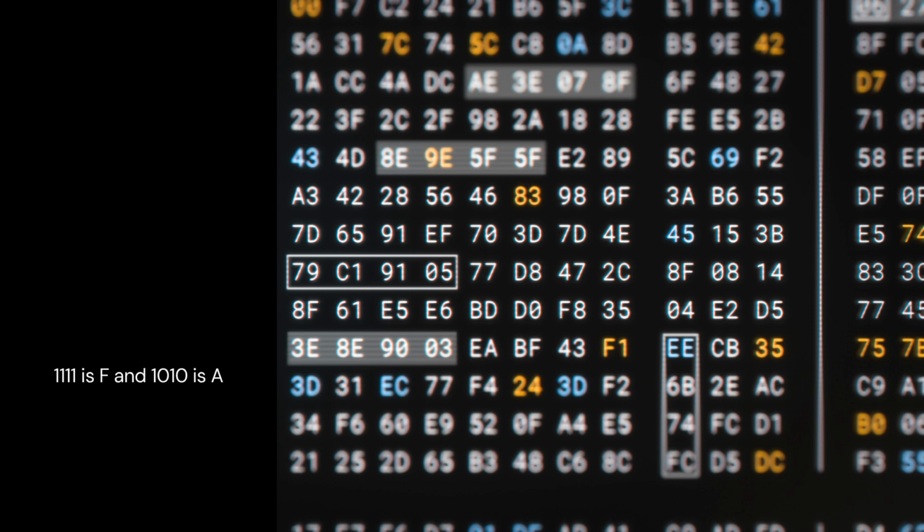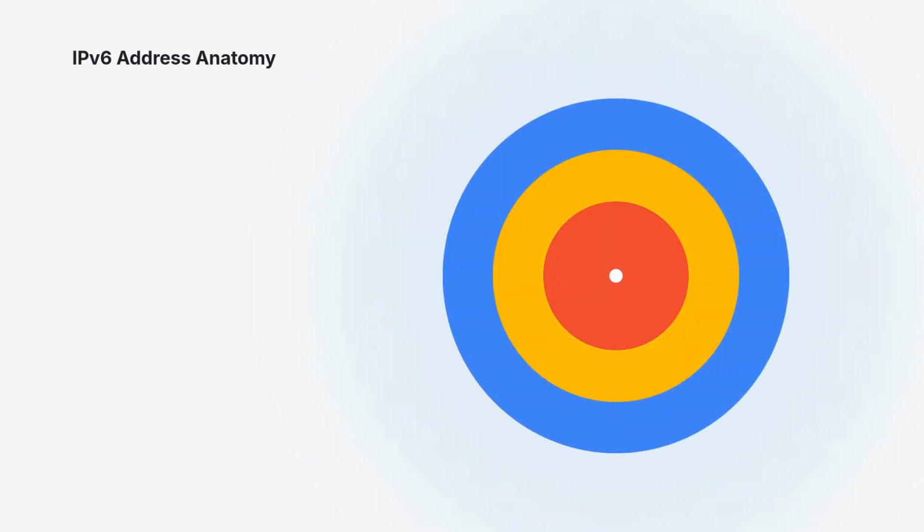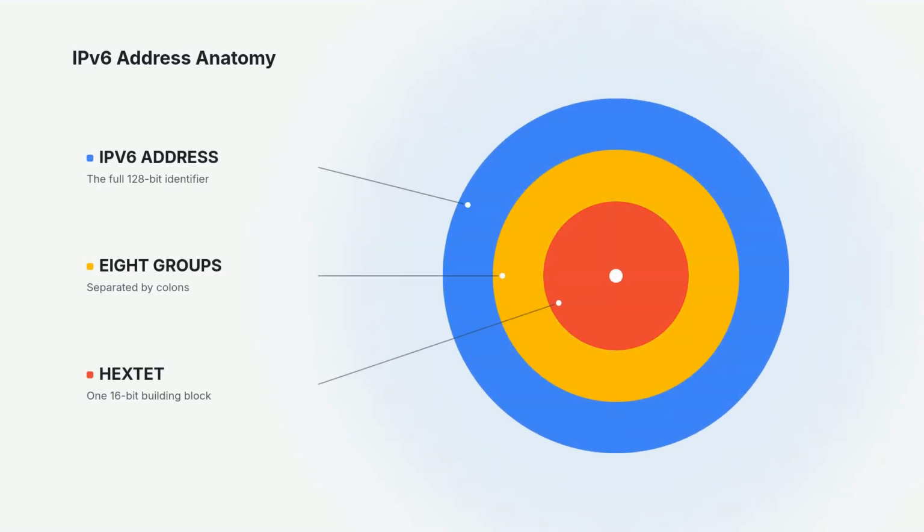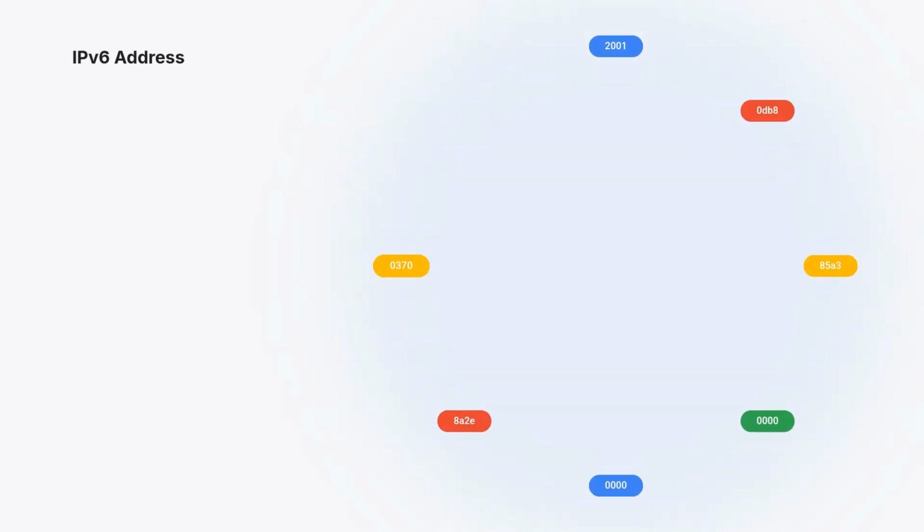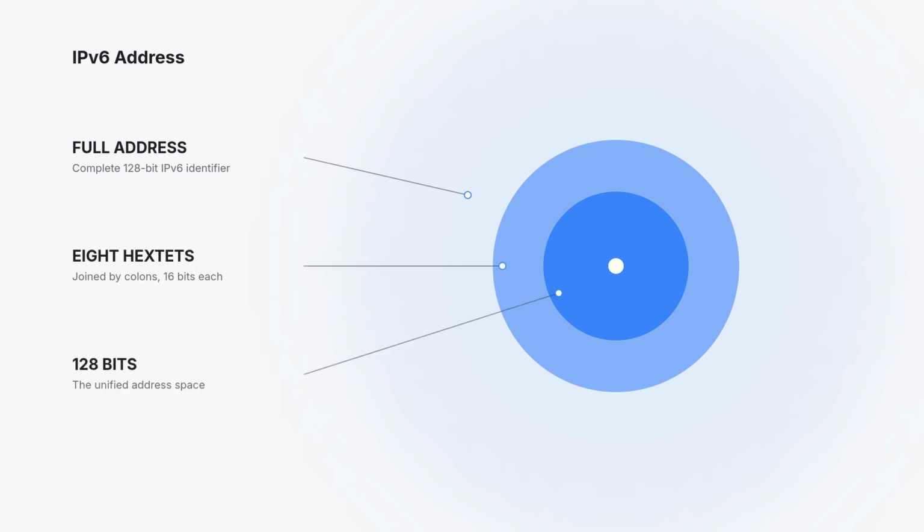For example, binary 1111 becomes F, and 1010 becomes A. You do not need advanced math here. You just need to get comfortable translating the symbols and spotting the structure. Now let's break the address into its building blocks. Each of the 8 groups is called a hextet. Each hextet contains 16 bits because it is made of 4 hex characters, and each hex character represents 4 bits. When you put all 8 hextets together, you get the full 128-bit IPv6 address.